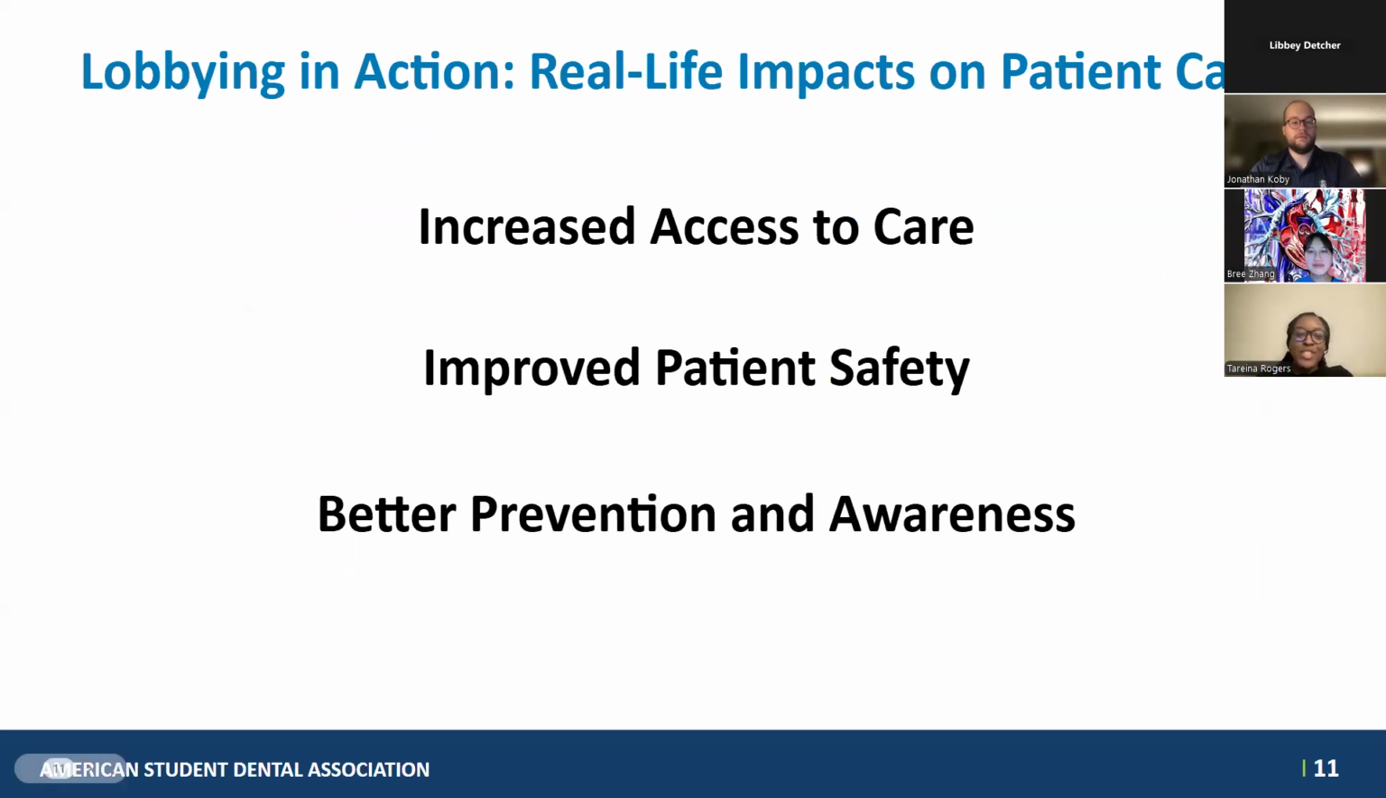All right, so I'm going to switch gears a little bit and talk about lobbying in action and the real life impacts it has on your patient care. So the first thing that I mentioned is increased access to care. So essentially, when we are going to our states and we're going to DC to lobby for things like public health programs, they have helped to increase access to care for our patients. Some examples are Medicaid expansions and fluoridation in water, and this has all really helped underserved populations get improved access to essential dental care.